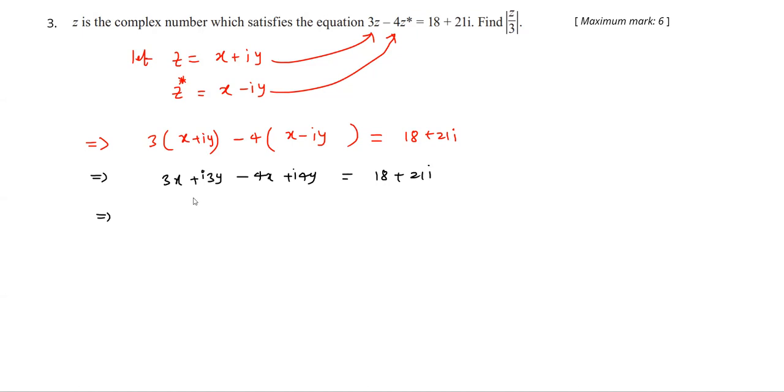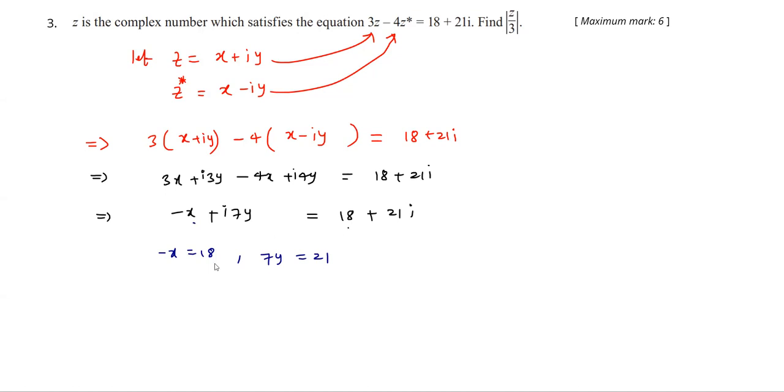Now next step, like terms together, all the x terms together, all the y terms with i and terms without i. So 3x and minus 4x is negative x, and y, 4 plus 3, 7. 7yi is equal to 18 plus 21i. So comparing on both sides, real part with real part, imaginary part with imaginary part. The real part will be negative x is equal to 18, and the imaginary part 7y is equal to 21.